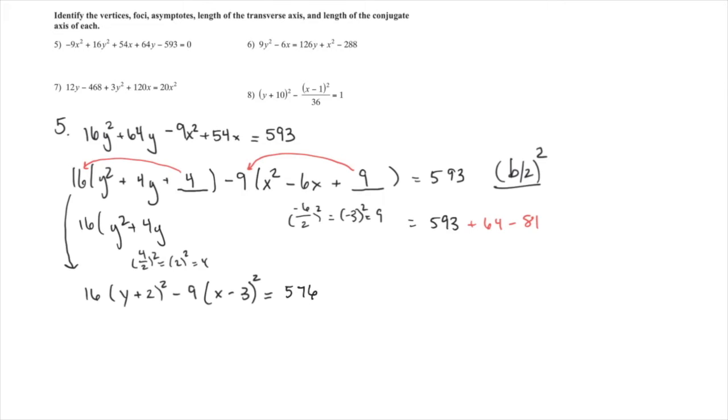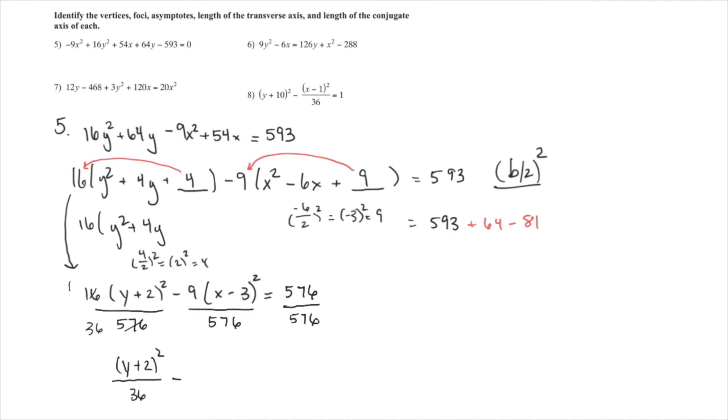Just like the ellipse, your very last step is to divide by whatever value you have on the other side. We want to always have that equal to 1. 576 here. Essentially, I'm going to divide 576 by 16, and that gives me the value that should go in there, right? 16 goes into 16 one time, and 16 goes into 576 36 times. So we're going to end up with y plus 2 squared over 36.